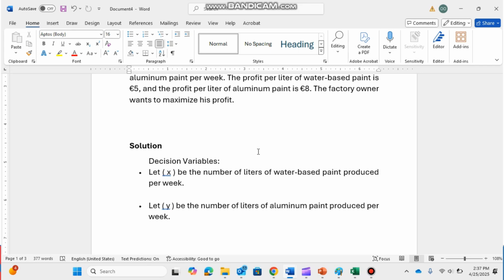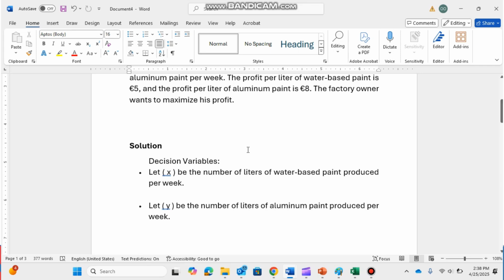Now we are able to mathematically present the problem using x and y as the variables. So we say let x be the number of liters of water-based paint produced per week, and let y be the number of liters of aluminium paint produced per week. This expression will be transferred to Excel very soon, but we need to understand what we're going to do when we have our Excel tools.